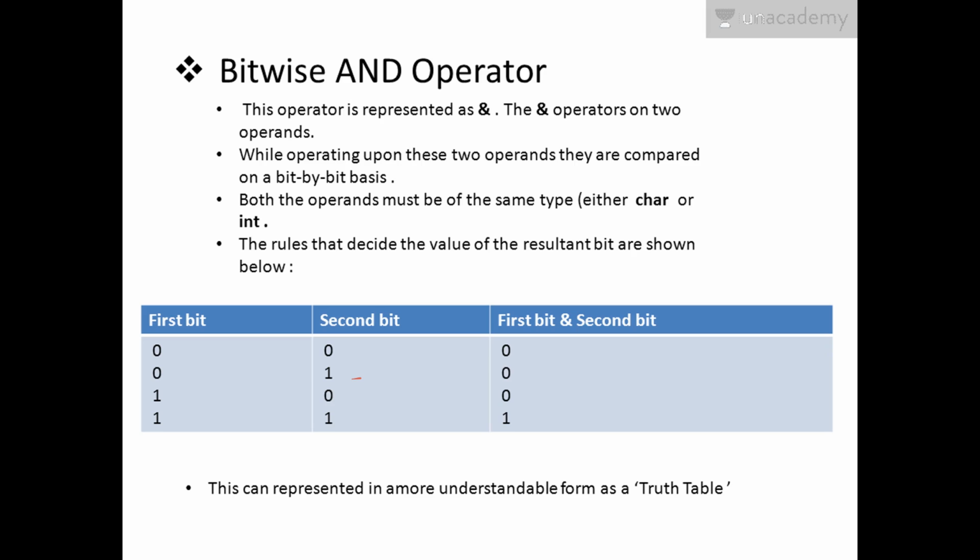If it is 0 and 1, this will be 1. If it is 1 and 0, this will be 0. If it is 1 and 1, this will be 1. This means we can simply tell that only if both the bits are ones, the output will be 1. All the rest of the output is 0. You can compare this with the truth tables that we have learned in our schooling. This is represented as a truth table, as I said.